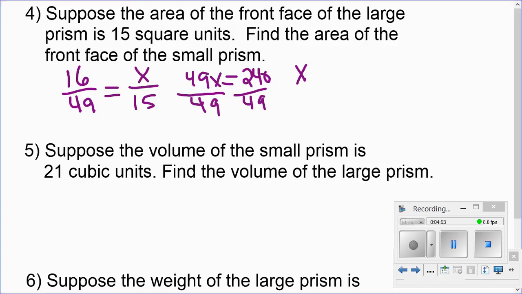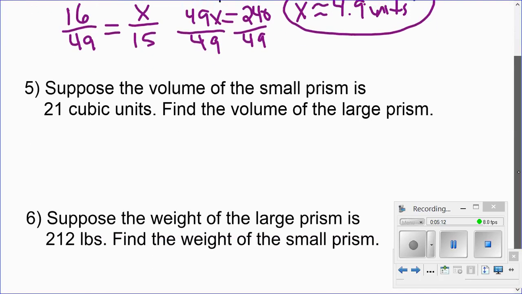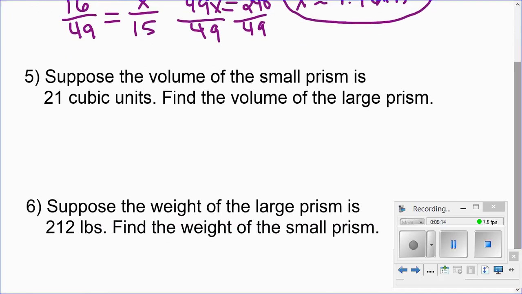So dividing by 49 gives us x is approximately 4.9, and these are units squared. So we're talking about area. Okay. Next, so we have the volume of the small prism is 21 cubic units. Find the volume of the large prism.